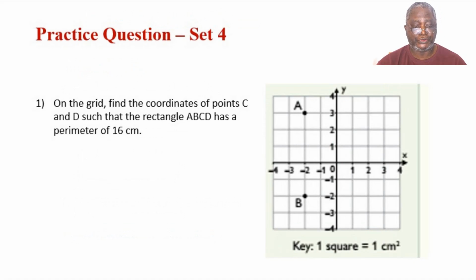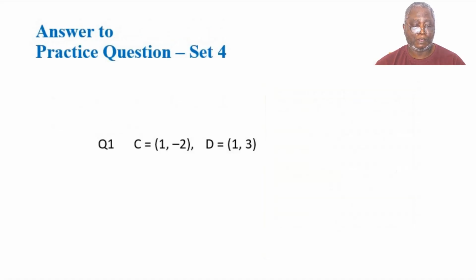Then we look at practice question set 4. On the grid, find the coordinates of points C and D such that the rectangle ABCD has a perimeter of 16 centimeters. Remember perimeters. And that is your diagram. The key: 1 square is equal to 1 centimeter square. And your answer to practice question set 4. Question 1: C is equal to 1 by -2, that's the coordinate, and D is equal to 1 by 3.